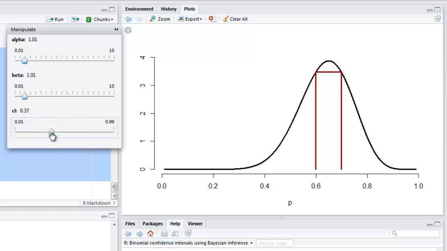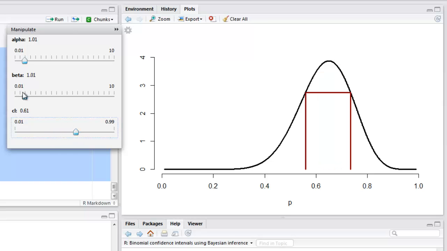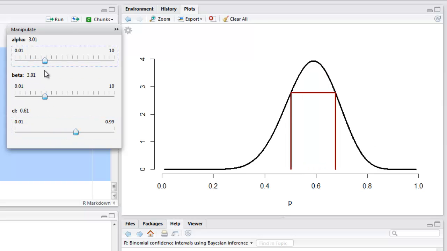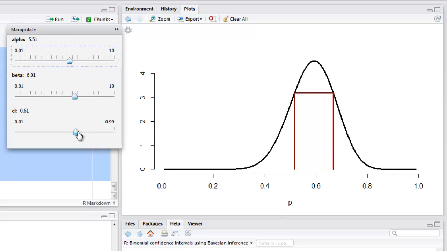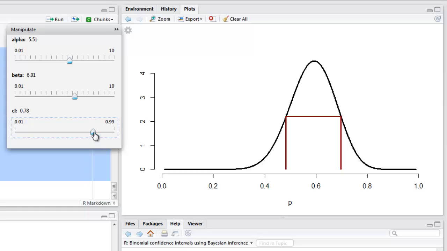Okay, but now, using this, you can see what the credible interval looks like. You can change your prior values, and this will show you your posterior. This red interval here is the HPD interval, right? Where it connects with the horizontal axis are the two values of P that define the HPD interval.